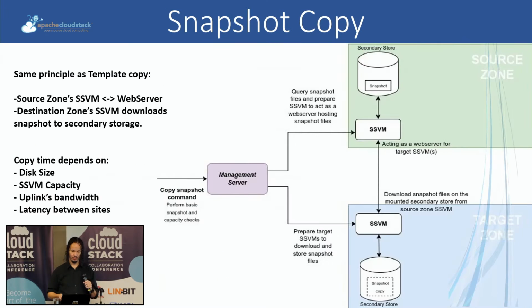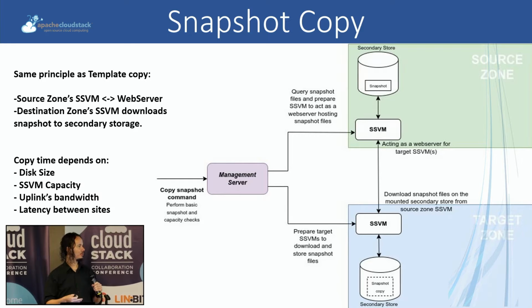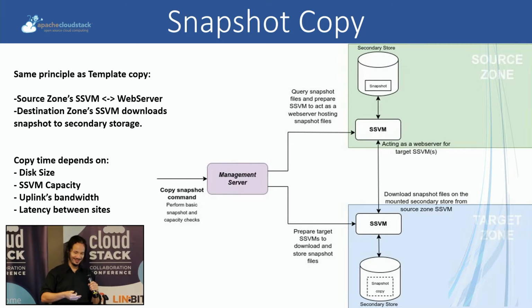So the idea was to do the same for snapshots. It works the same way. It's placed in a secondary storage, SSVM mounts it and serves it with a web server. The SSVM in the other zone just wgets it. Same mechanism. This was implemented by my colleague, Apache, who did an amazing job.